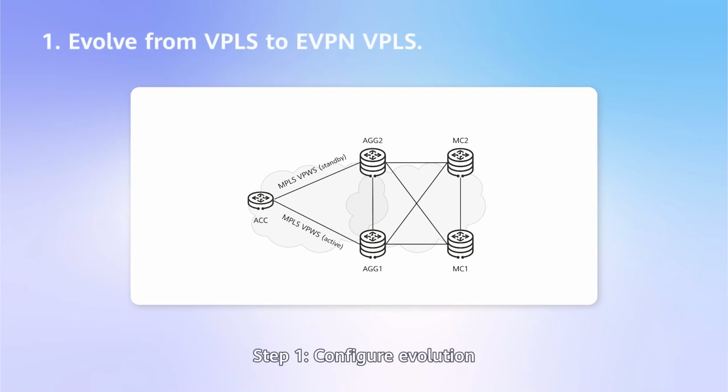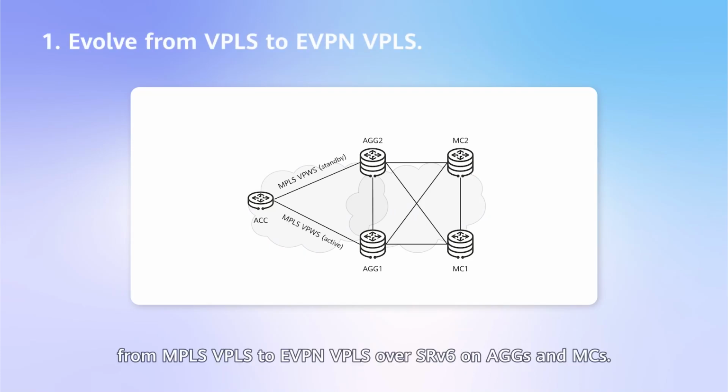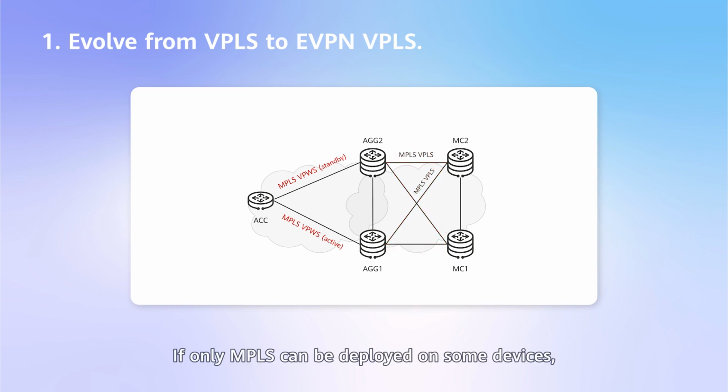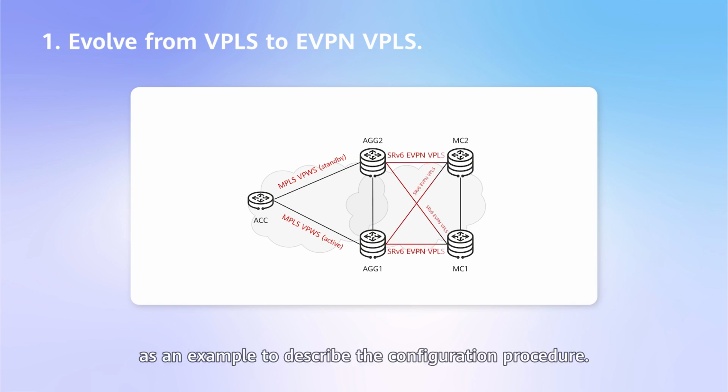Step 1. Configure evolution from MPLS VPLS to EVPN VPLS over SRv6 on AGGs and MCs. If only MPLS can be deployed on some devices, EVPN VPLS and VPLS can coexist in this scenario. We'll use the evolution from VPLS to EVPN VPLS as an example to describe the configuration procedure.